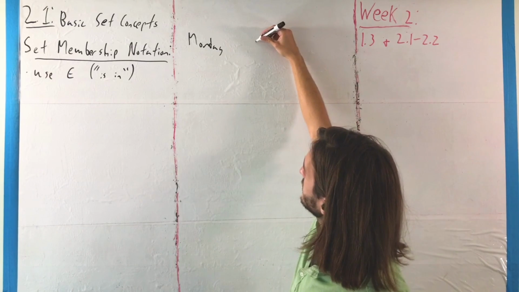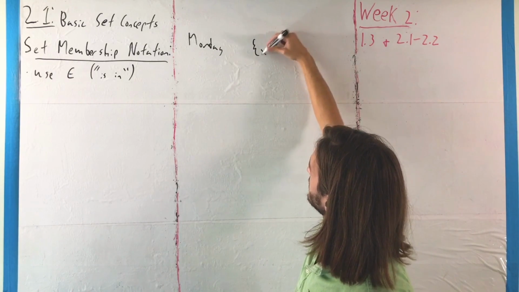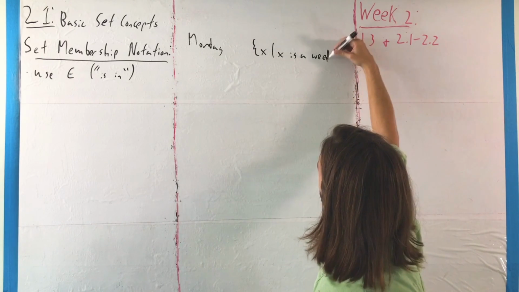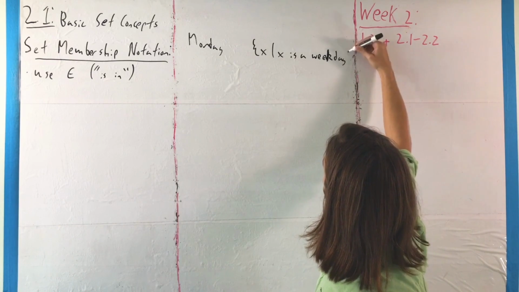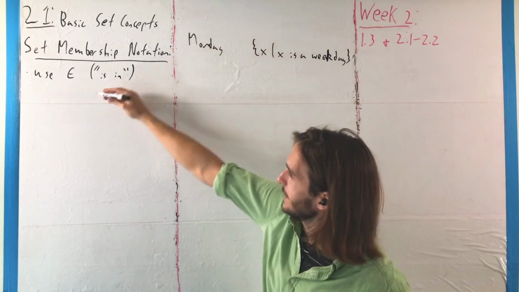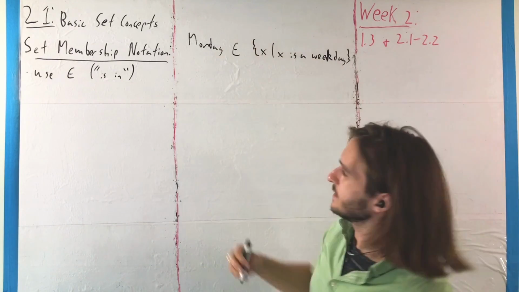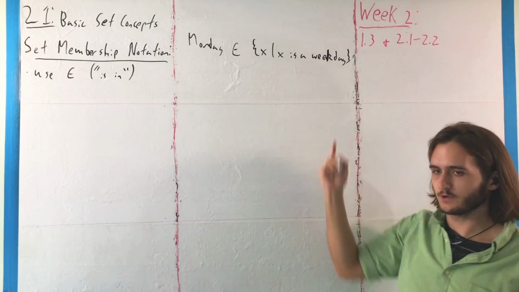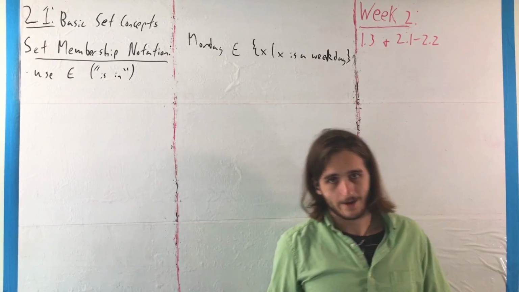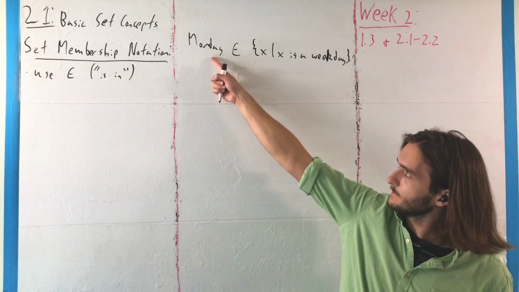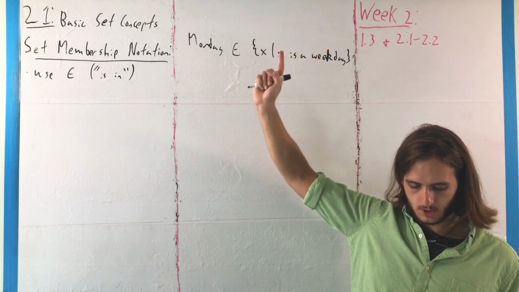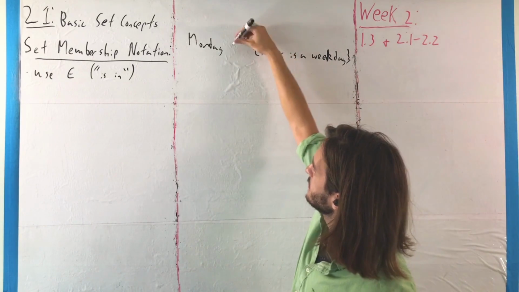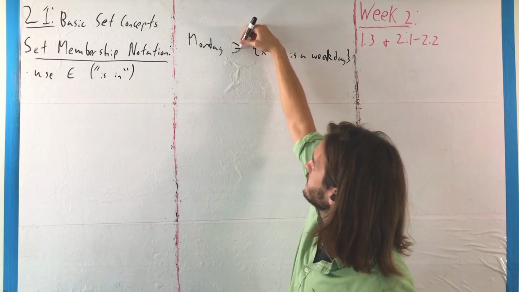Monday, and the set of things x such that x is a weekday, or a day of the week for that matter, we could put that symbol in there to specify that Monday is in the set of days in the week, using this set builder notation. We could write that out as Monday, Tuesday, Wednesday, Thursday, Friday if we wanted to, but the point is, this guy is in there.